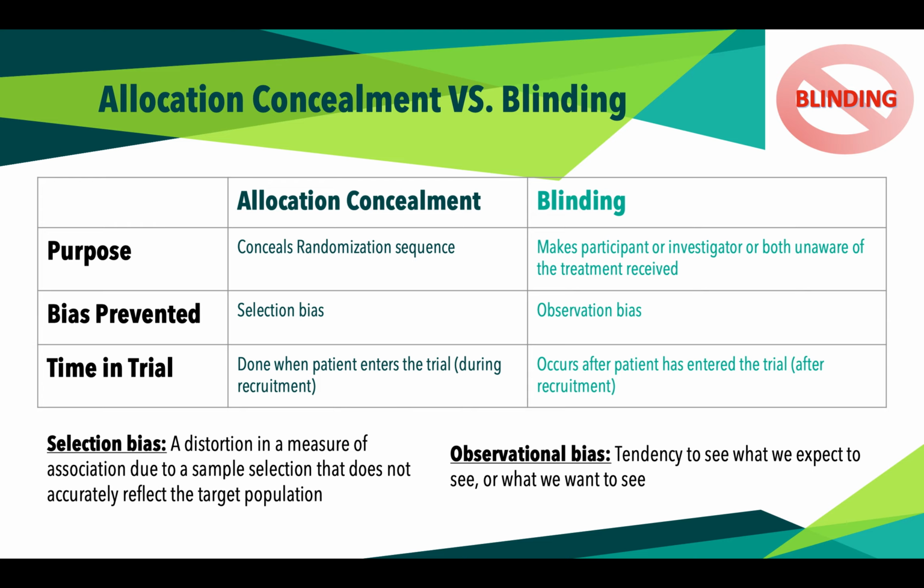Selection bias is a distortion in a measure of association due to a sample selection that does not accurately reflect the target population. And on the other side, observational bias is a tendency to see what we expect to see or what we want to see.